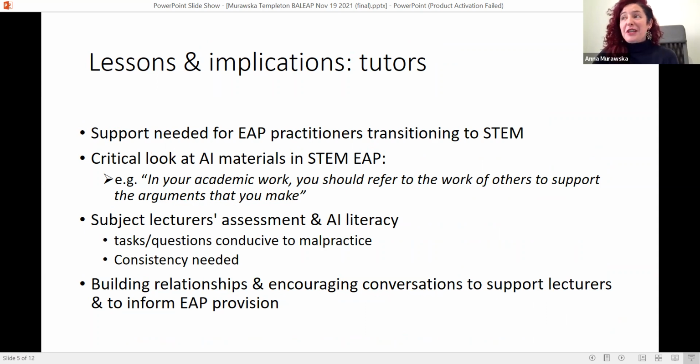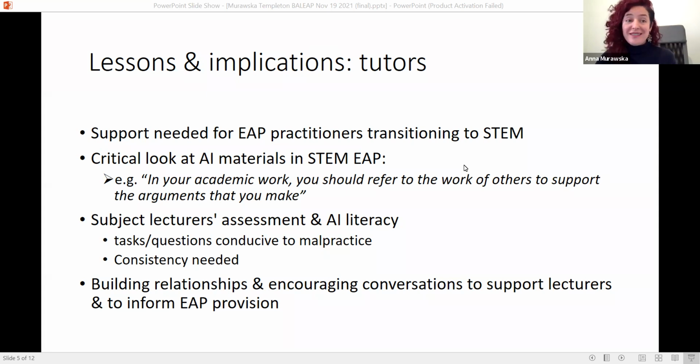In terms of lessons and implications for the tutors and lecturers, I strongly feel that EAP practitioners transitioning to support STEM students or staff need peer or institutional support. I felt very lost at the beginning, and it was not part of my repertoire at all. No epistemologies or common practices to fall back on. We also might need to be a bit more critical about the materials we use on our pre-sessional courses and use those developing disciplinary literacies to evaluate and change those materials.